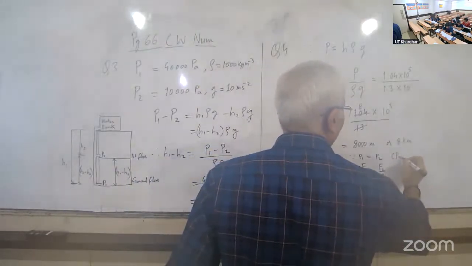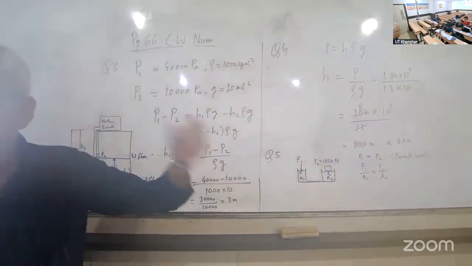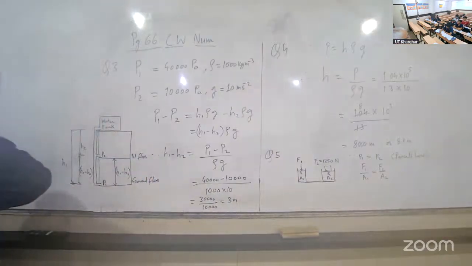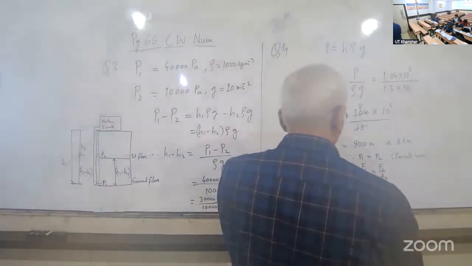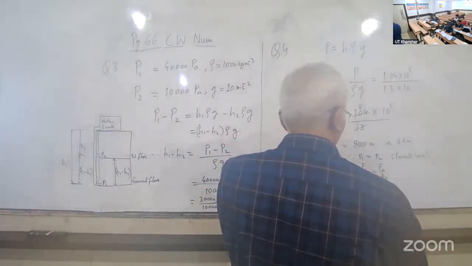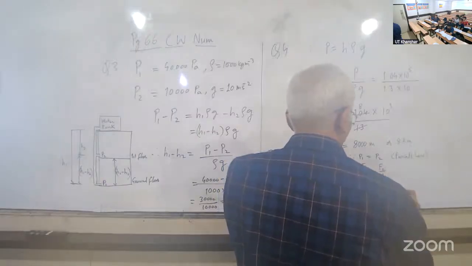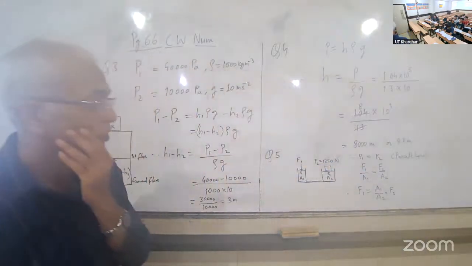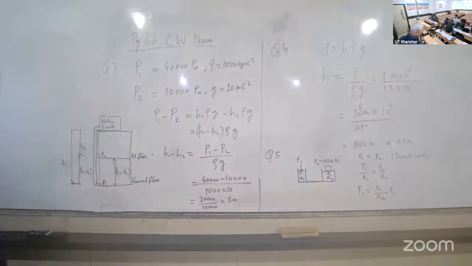So this relation you get, right? So what will be F1 therefore? F1 is equal to... Has everybody understood the question? What is to be found?